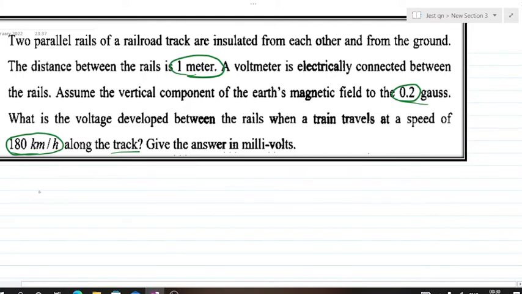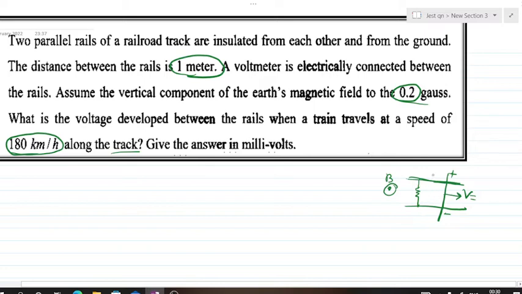According to the question, let us consider two parallel rail tracks. The train is traveling with some speed, and the magnetic field is vertically upward. In between, the train is moving, and here is the voltmeter, and this will be the resistance produced due to the moving train. This is the condition of motional EMF.